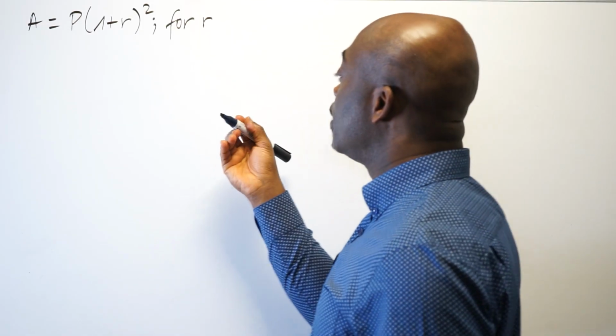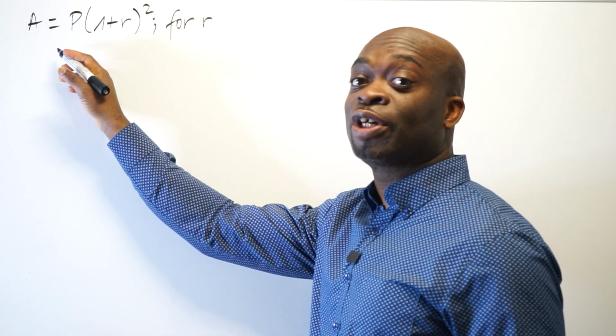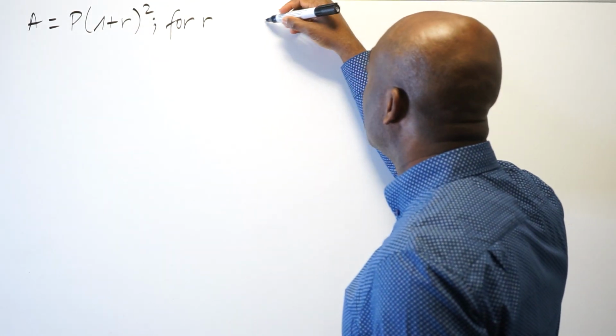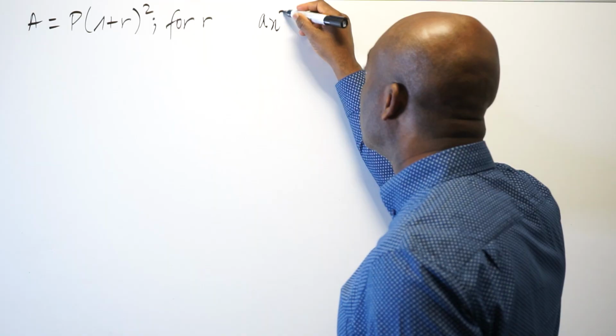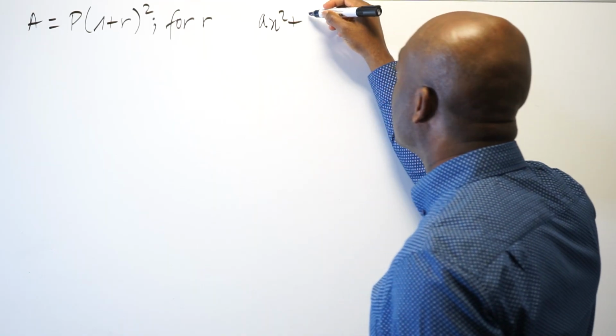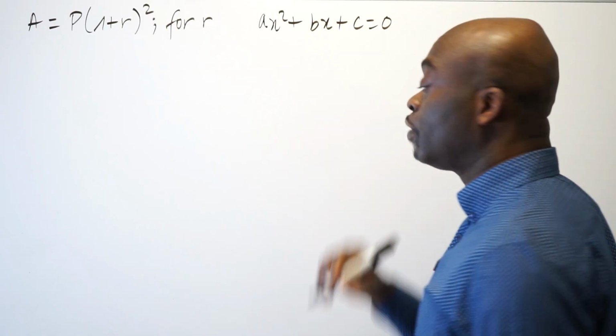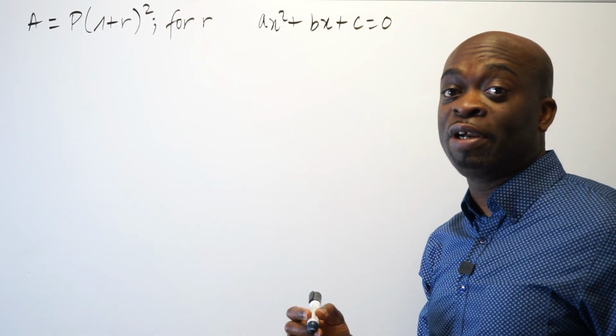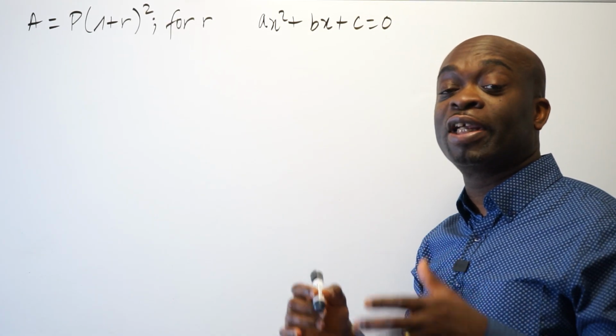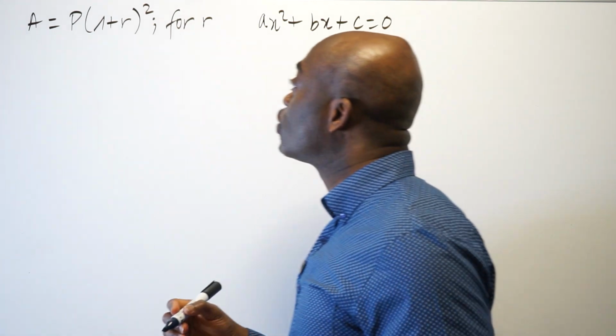So that means we have to rewrite this equation into the format of ax squared plus bx plus c equals 0. So the quadratic equation to begin with, and then applying the quadratic formula. Okay, so let's go for it.